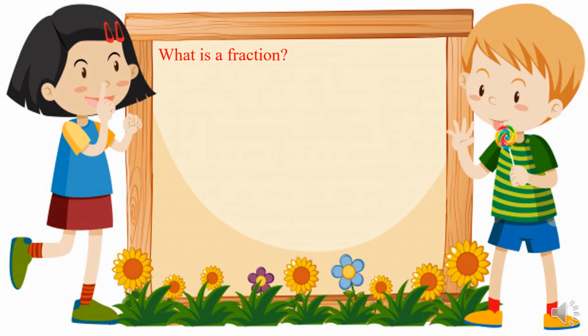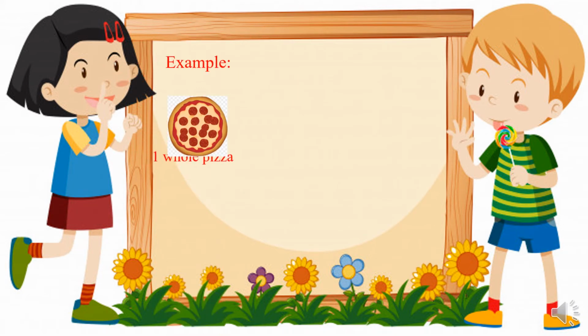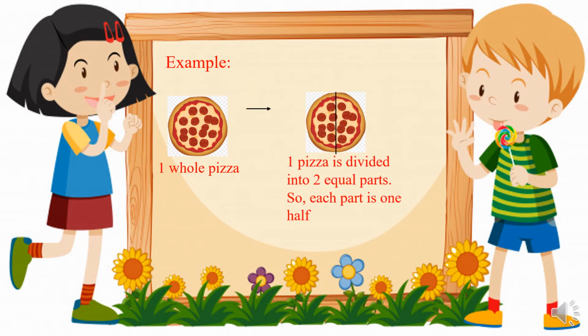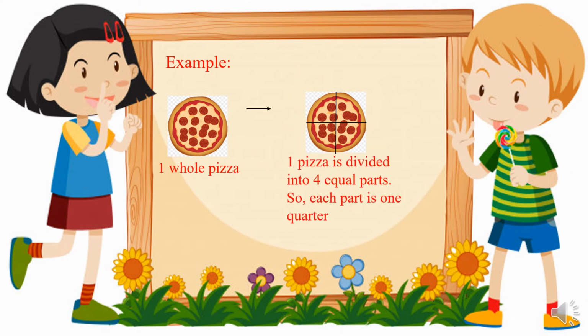What is a fraction? A fraction represents equal parts of a whole. For example, if we have one whole pizza and I cut it into two equal parts, then the pizza is divided into two equal parts, so each part is one half. Now, if one pizza is divided into four equal parts, each part is 1/4.